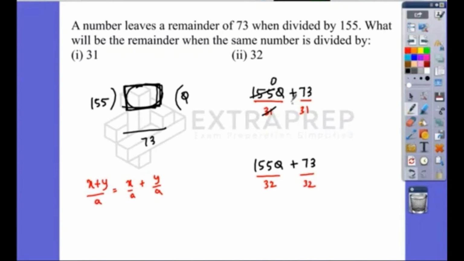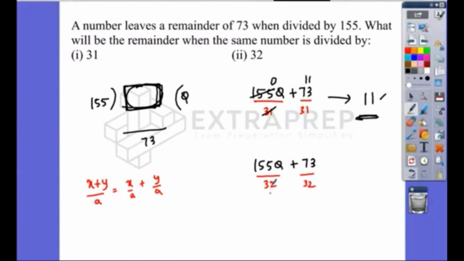The value of Q is not important. Even if it's 1, 2, 3, 4 or any other value, the remainder in this part is 0. 73, 31 goes 2 times. 62 is gone. How much is left? 11. So you get 11 as the answer to the first question. When it's divided by 31, the answer is 11. Is that understood? Because this is divisible, the remainder is 0. When you divide 73, you get 11 as the remainder. So that's the answer.